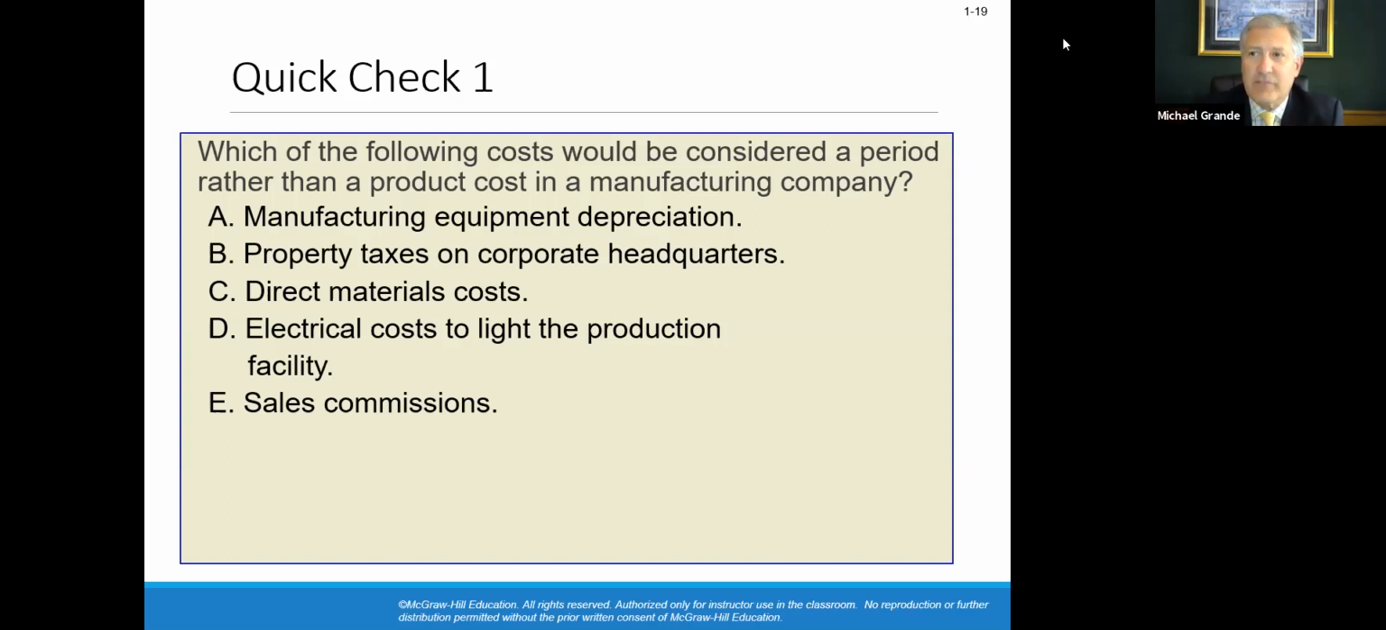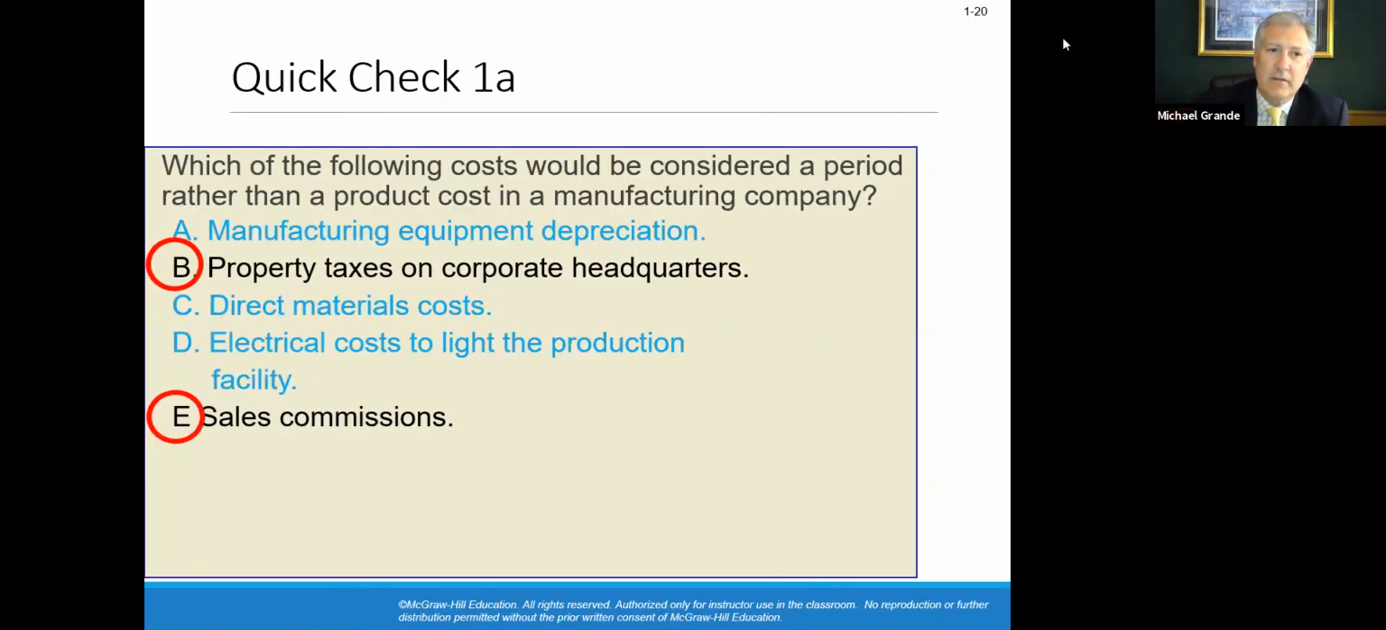Direct materials cost, it's a product cost. D, electrical costs to light the production facility, part of manufacturing overhead. E, sales commissions, selling and administrative expense. You can see the correct answers are B and E.